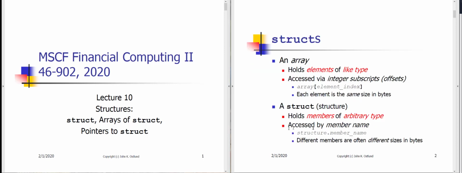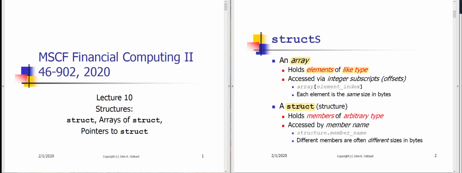So an array, as we've seen, holds elements that have the same data type. We can access individual elements within the array using the square bracket notation with an integer subscript.